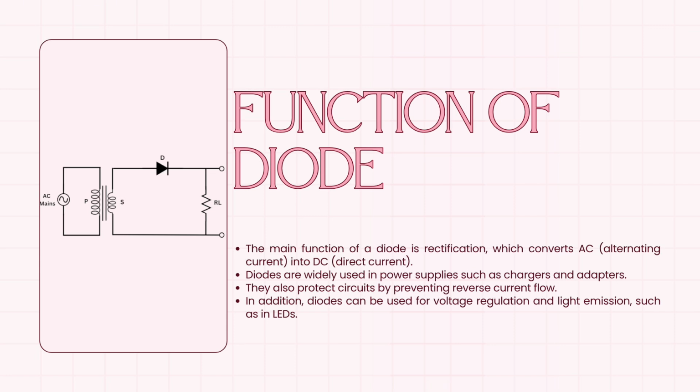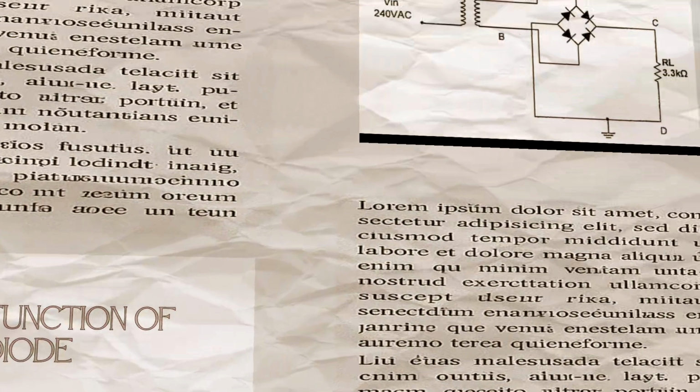Lastly, diodes can also be used for voltage regulation and light emission. For voltage regulation, certain types of diode help maintain a stable voltage in a circuit. And for light emission, we have LEDs, which produce light when current flows through them. That's why LEDs are commonly used in indicators and lighting.